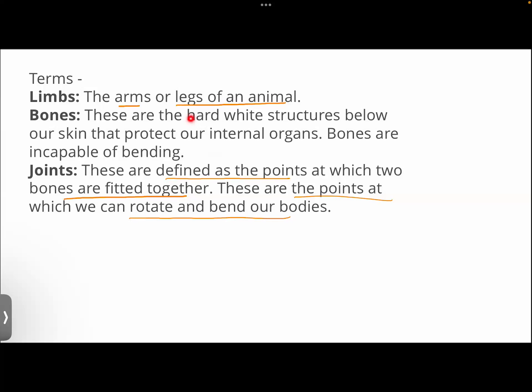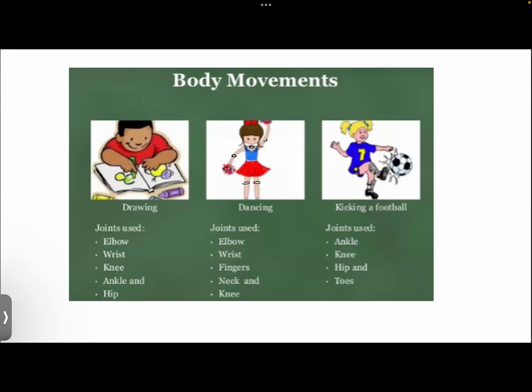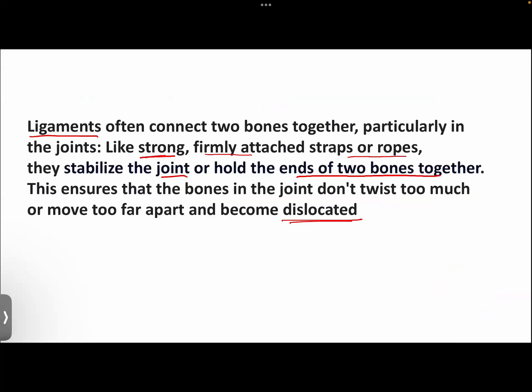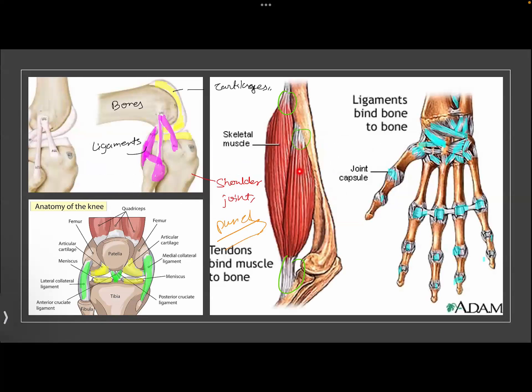Then we learned about terms like limbs, bones, and joints. So limbs basically refers to arms or legs of an animal. Bones, they are the hard white structures which are below our skin and protect our internal organs. Okay, bones themselves are incapable of bending. Bones will be bending wherever there will be joints, but they themselves are unable to move. It will be due to the action of muscles and other tissues that the bones will be moving.